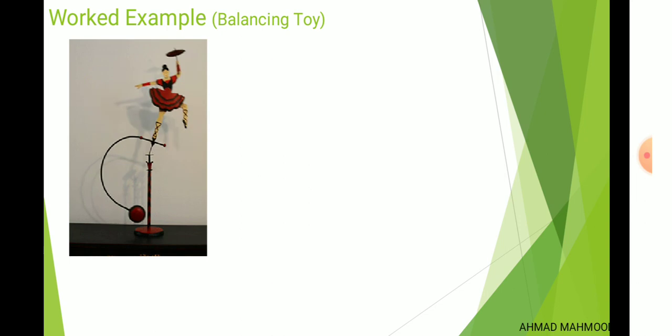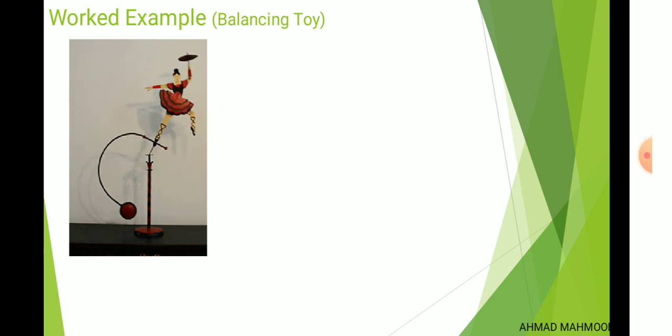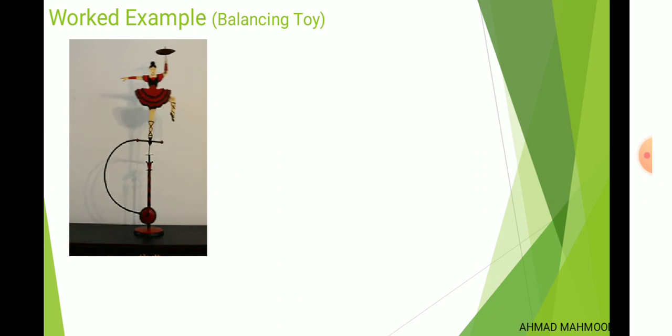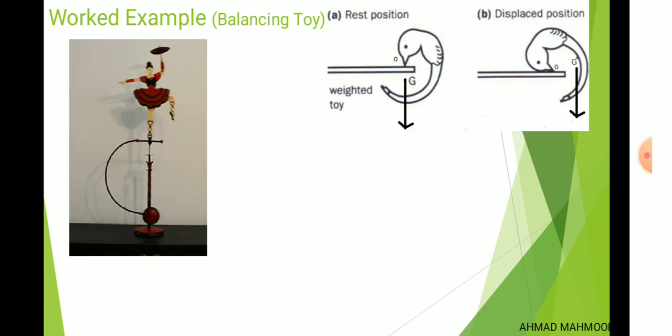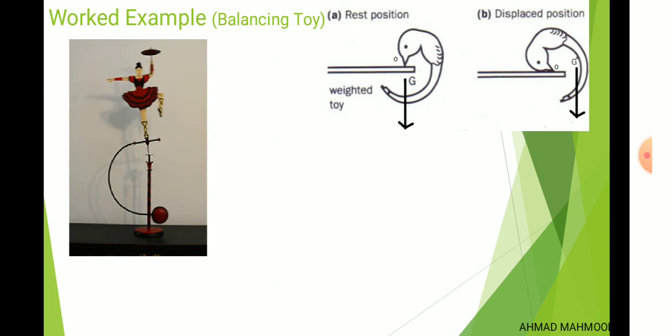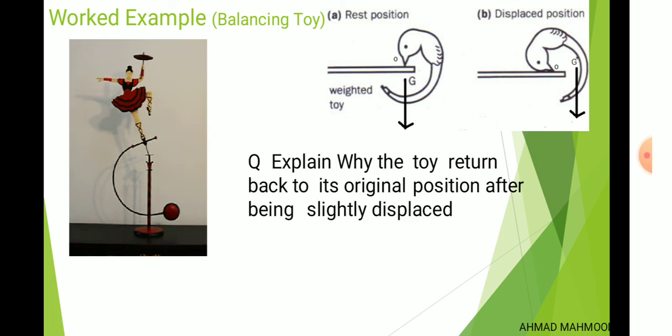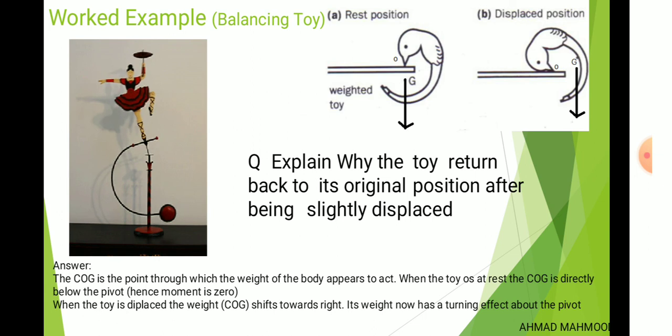Okay, for example, here we have a balancing toy. How does this balancing toy balance itself on a simple point, right? This is the free body diagram. You can see in the first diagram, in A, where it is at rest position, we can explain why the toy returns back to its original position after being slightly displaced.